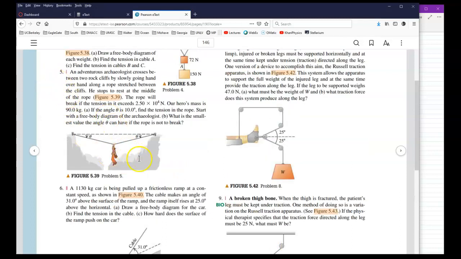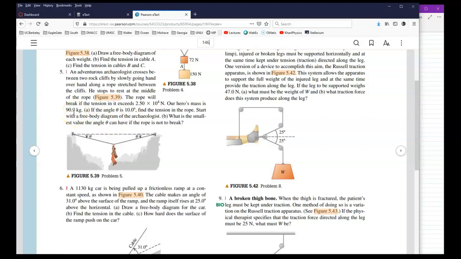Okay, number 5. So here's the picture. You got this guy hanging from a string like that. He says an adventurous archaeologist crosses between 2 rock cliffs by slowly going hand over hand along a rope stretched between the cliffs. Okay, like Rambo or whatever. He stops at rest at the middle of the rope, right there. The rope will break if the tension exceeds 2.5 times 10 to the 4 Newton. Okay, so that's the maximum tension the rope can withstand. Our hero's mass is only 90 kilogram.